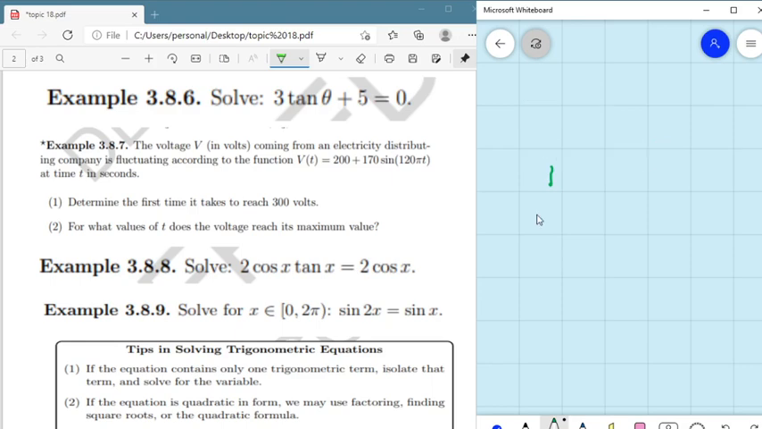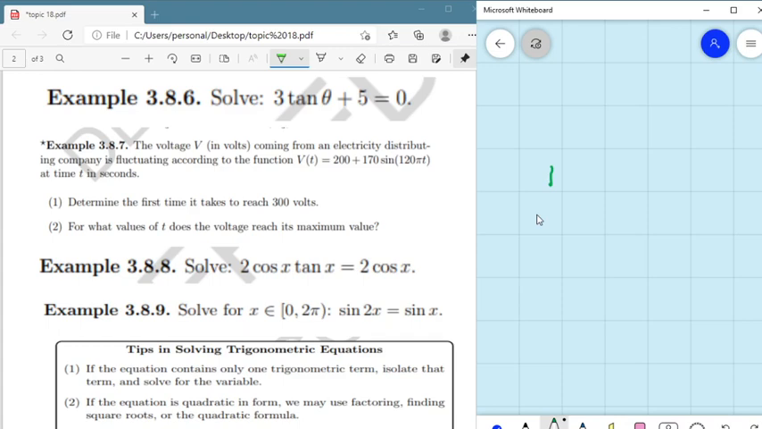Okay, next is example 3.8.7. The voltage V coming from an electricity distributing company is fluctuating according to the function V of t is equal to 200 plus 170 sine of 120 pi times t, with t in seconds. Number 1, we are going to determine the first time it takes to reach 300 volts. And number 2, for what values of t does the voltage reach its maximum value?